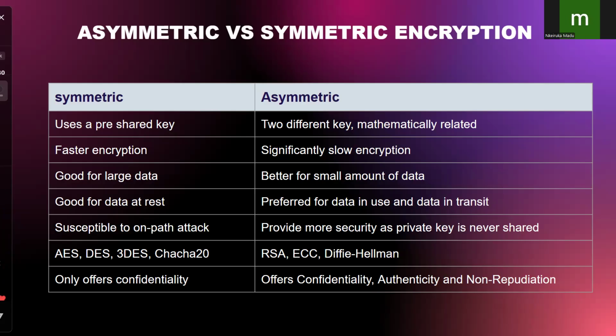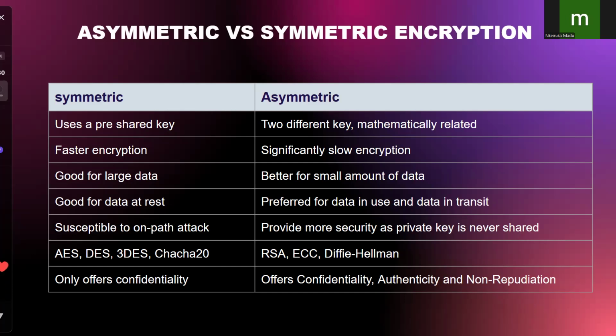Symmetric encryption is susceptible to on-path attack. We already mentioned that. That is the man-in-the-middle attack. Because you're using a pre-shared key, it is susceptible to an on-path attack. But asymmetric encryption provides you more security because it uses that private key that only you know. And that private key is never shared. So that is why it provides more security than symmetric encryption.